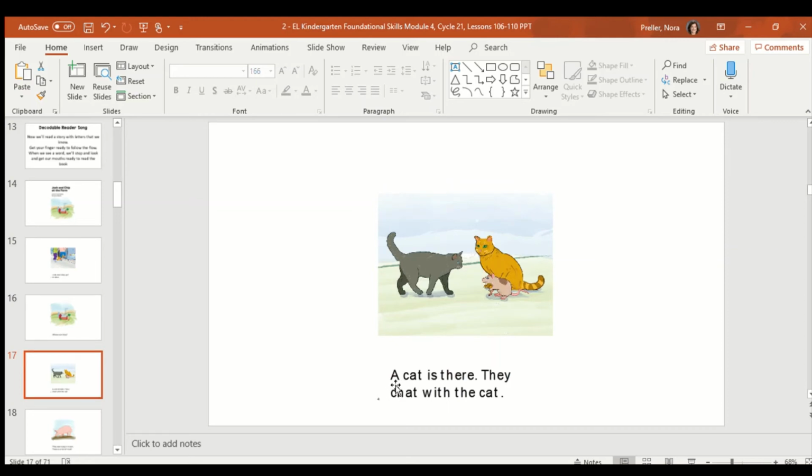Okay, now let's try reading together, and if we are at a word we don't know, we're going to blend it, sound it out. A cat is there. They chat with the cat. A lot of sight words in that one. Let's read one more time. A cat is there. They chat with the cat.